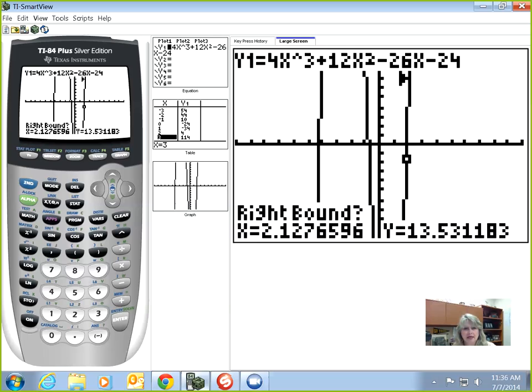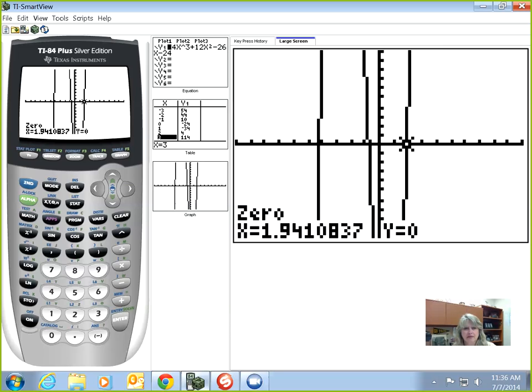Then go to the right side. Again, now my y value is way up there at 13.5. So press enter, and then enter one more time. And notice our third x-intercept is at about 1.941. The y coordinate is 0. So that's how you calculate it with your calculator.